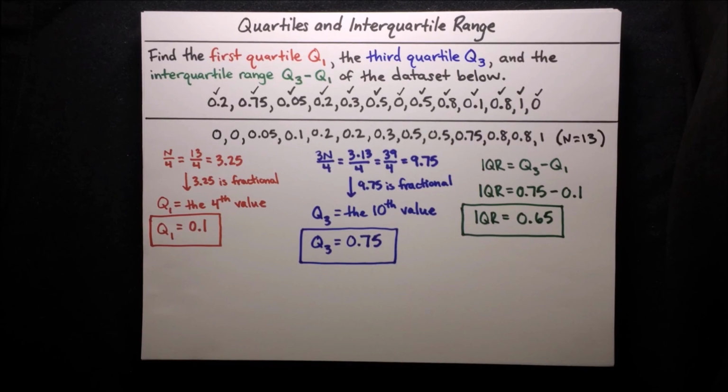So now we know how to compute quartiles and interquartile range on a dataset. And in the future, we'll learn more ways of picking out information from datasets, such as representing them visually as box plots or distributions.